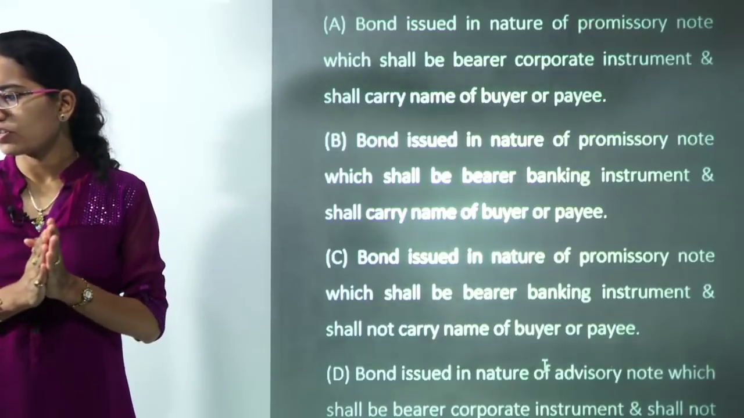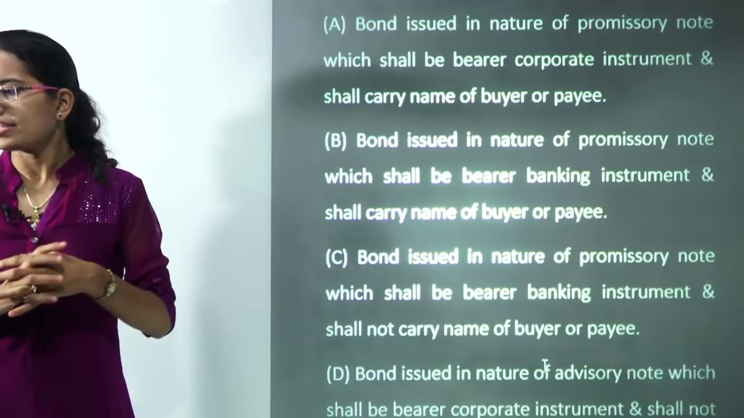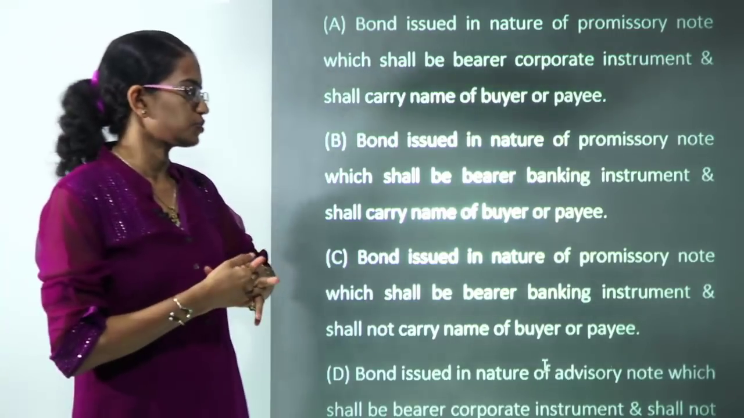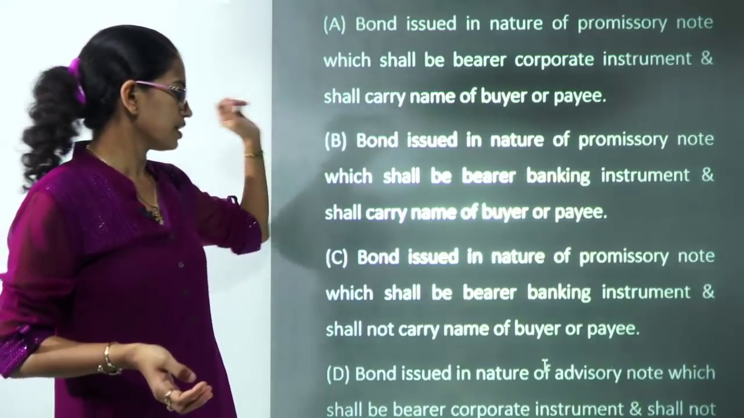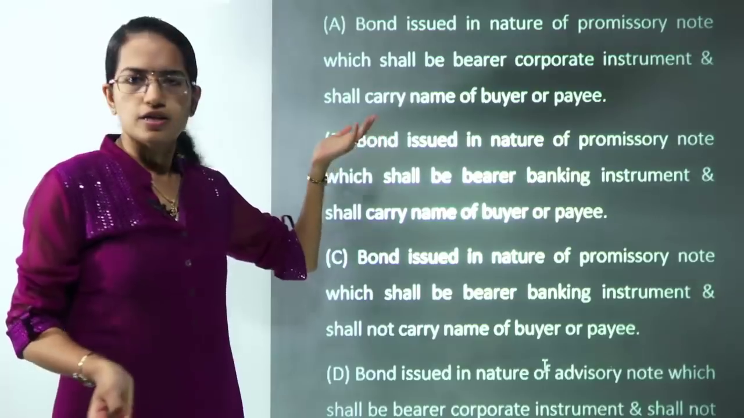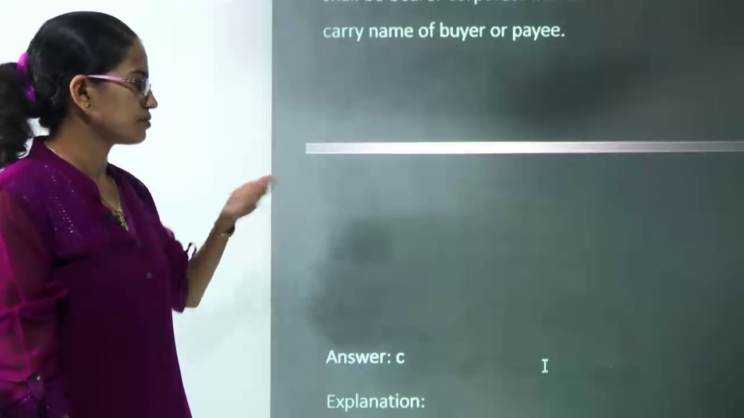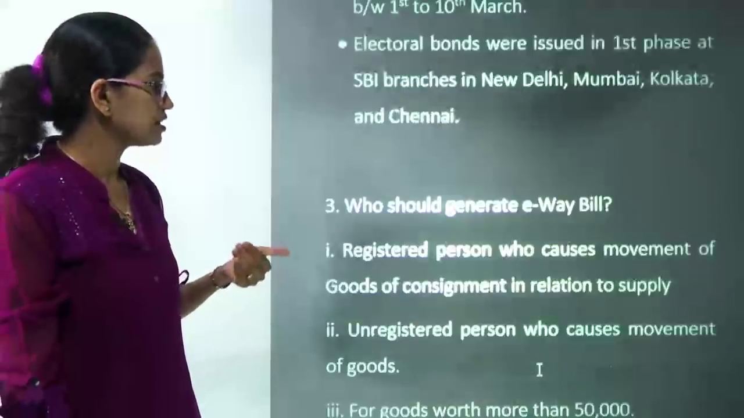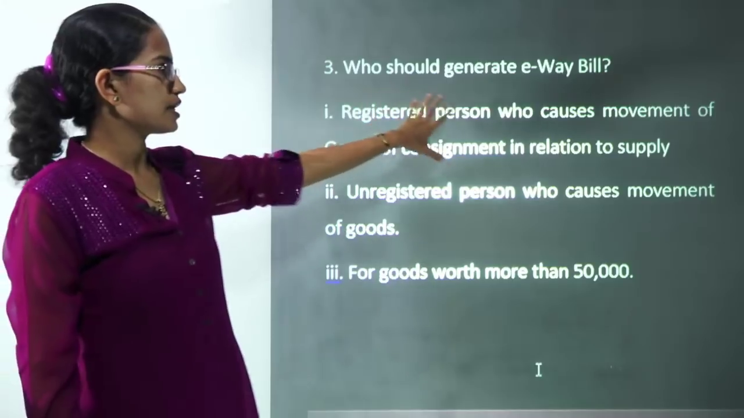I am looking for answers for question number 2. C, great. Shivam, correct. So that's a bond that's issued in the nature of a promissory note, which shall be a bearer banking instrument and shall not carry the name of the buyer or the payee. Okay, so that's what an electoral bond is. It's an important question for this year because it was an election year, with elections in some of the regions witnessed.